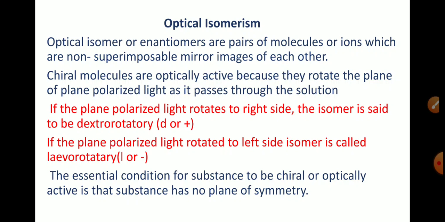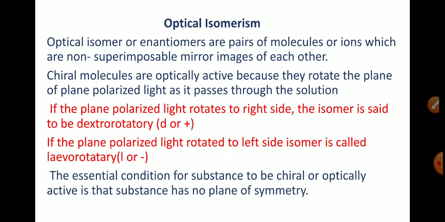The condition for optical isomerism is that the molecule should be chiral or asymmetric, or it should not have a plane of symmetry. Chiral molecules are optically active because they rotate the plane polarized light as it passes through the solution.